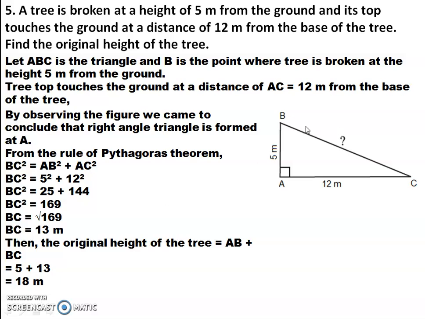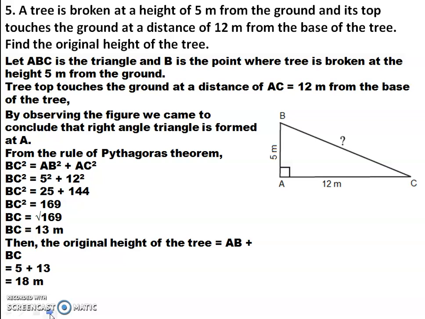So, what will be the height of the tree? The tree was this much tall. It broke and became into two pieces, AB and BC. BC is 13 meter, AB is 5 meter. So what is the total length of the tree? 5 meter plus 13 meter, that is 18 meter. So the original height of the tree is equal to 18 meter. Students, take care of this question very carefully. You will have a question from this part.